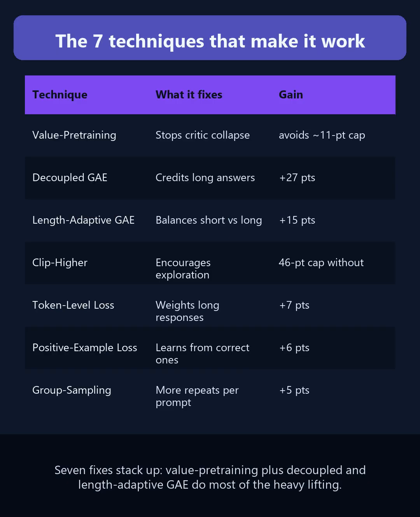VAPO is really a careful integration of 7 techniques. Value pretraining stops the critic from collapsing. Decoupled and length-adaptive GAE together are the biggest wins, worth over 40 points, by properly crediting long answers and balancing short with long. Clip-higher keeps the model exploring. Token-level loss and a positive-example language model loss add several more points. And group sampling, more repeats per prompt, squeezes out the last few.